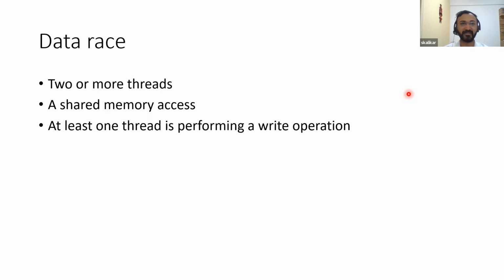It may be possible that in the first example of vector addition, you did not have any shared access, right? In this case, although you have multiple threads, there was no sharing of memory, so there will not be any data race. And even if these two things are there, at least one thread should be performing a write operation, right? If one thread is writing and other threads are reading, then there can be a data race. If all are readers, then there won't be any data race.